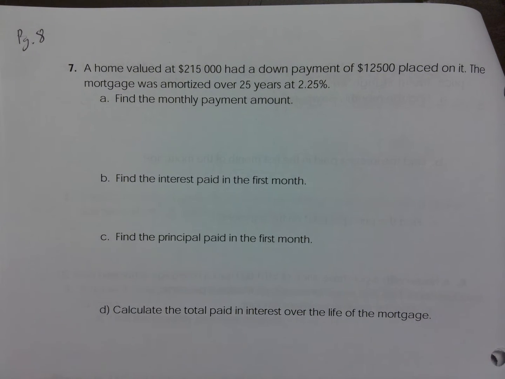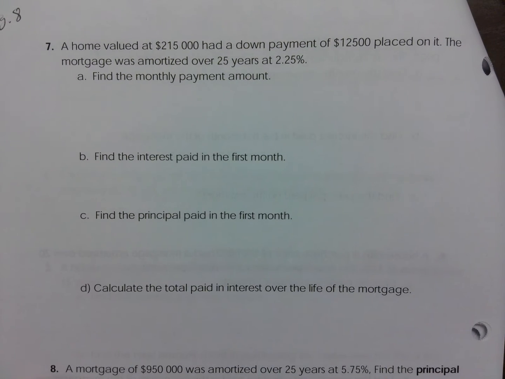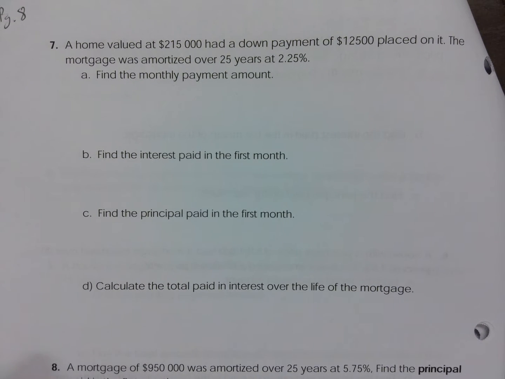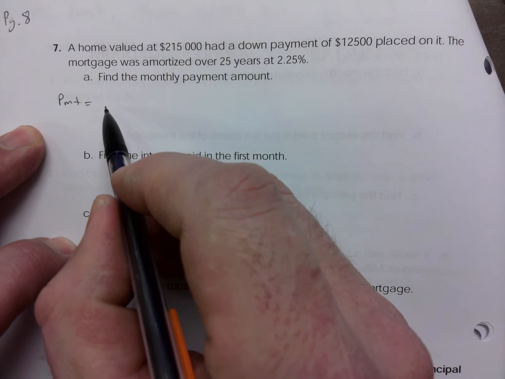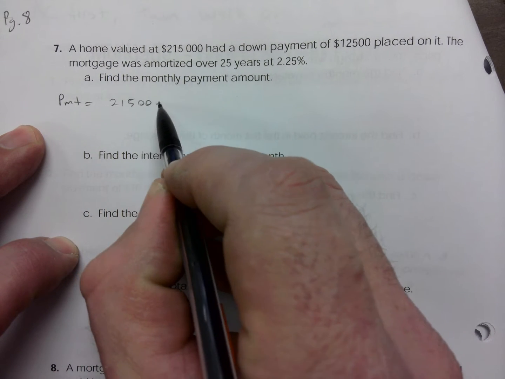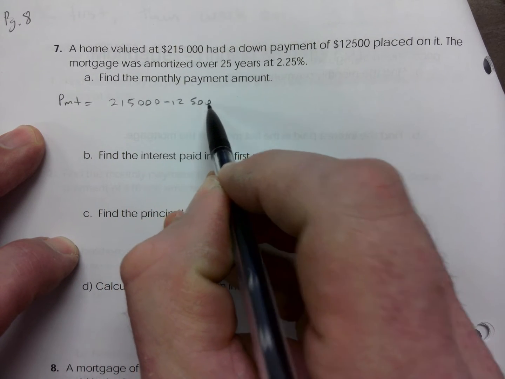Okay, so we have a home valued at $215,000. There was a down payment placed. The mortgage was amortized over 25 years at 2.25%. Find the monthly payment. Okay, so for the payment, you just go 215 minus 12,500.